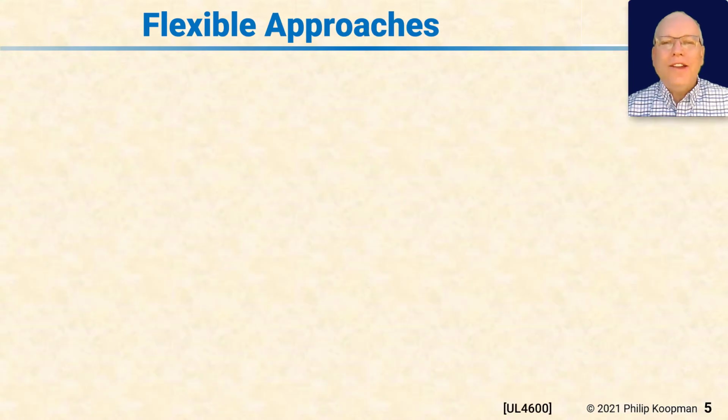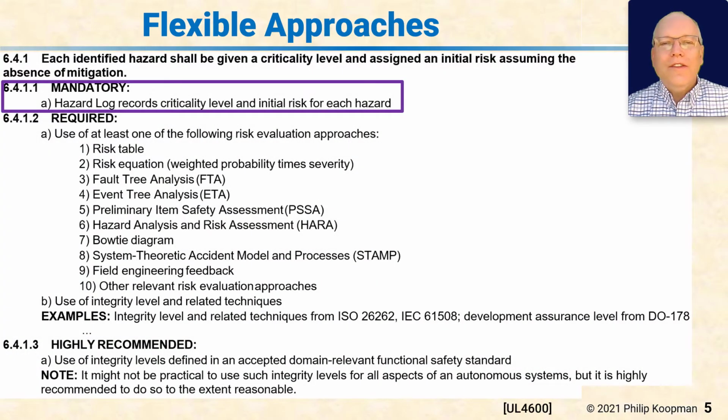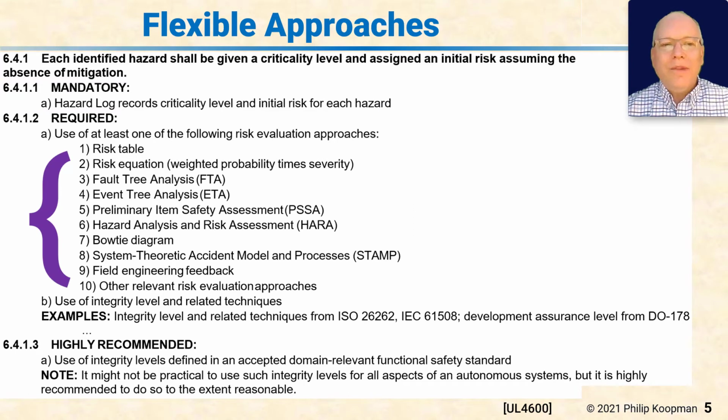The standard provides a lot of flexibility. Besides the ability to deviate from everything except the mandatory prompt elements, there are also lists of alternate approaches that can be used. For example, in 6.4.1, which talks about criticality levels and initial risks for each hazard, it requires that you have a hazard log. You have to write down a list of all the hazards you need to mitigate. But how you get there is entirely up to you.